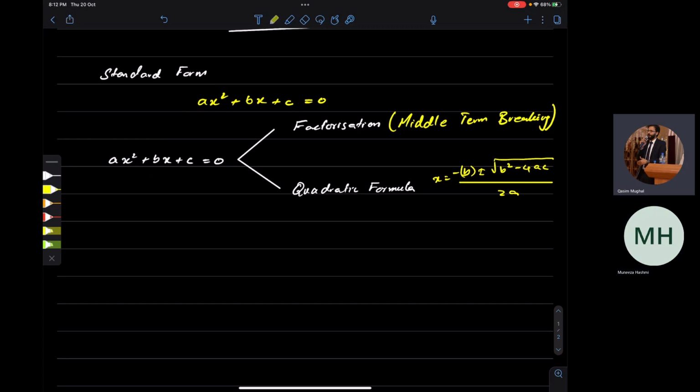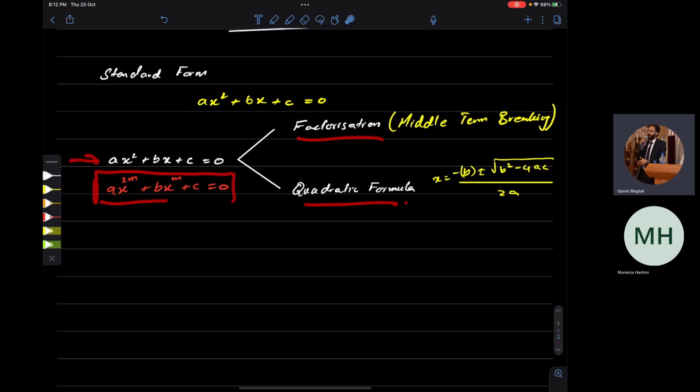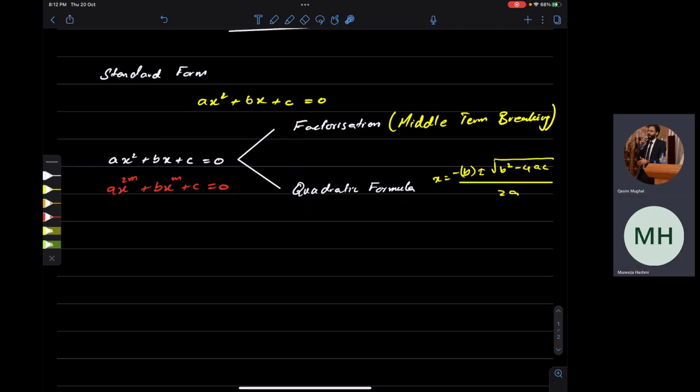Yesterday we also studied that any three-term expression can be converted into a quadratic if the power of one is half of the other. The same rule applies over here as well. If one of the powers is 2m, the other power is just m, plus c equals 0. The same rules will be applied for both of these. But before applying factorization or the quadratic formula, you will convert this into a proper quadratic and then apply either of these two techniques in order to solve it.